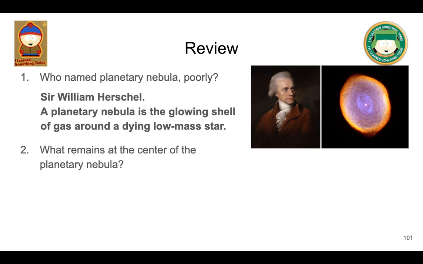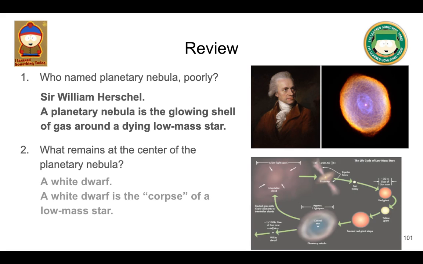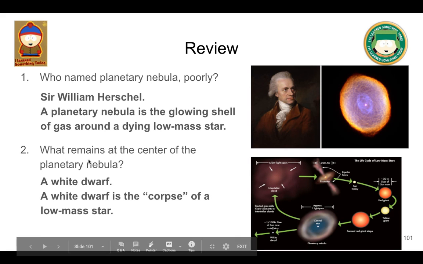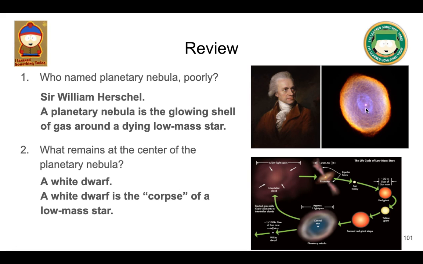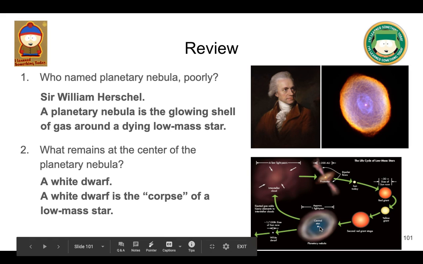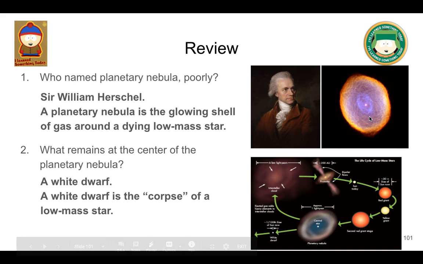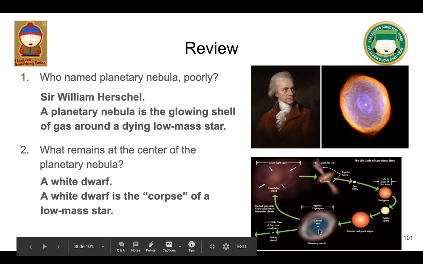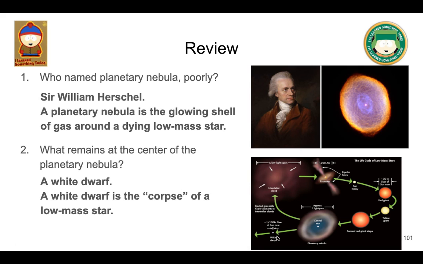So what remains at the center of a planetary nebula? Well, the corpse of the low-mass star is the White Dwarf. Certainly you can see it in this one. All of the outer layers are just drifting away, and they're being illuminated by this still very hot corpse of the star. So this is the White Dwarf. That's what's going on here. And then eventually, the outer layers drift far enough away that it's not really related to the corpse anymore, and they just become part of a gas cloud, and the corpse remains. So a white dwarf is the corpse of a low-mass star.